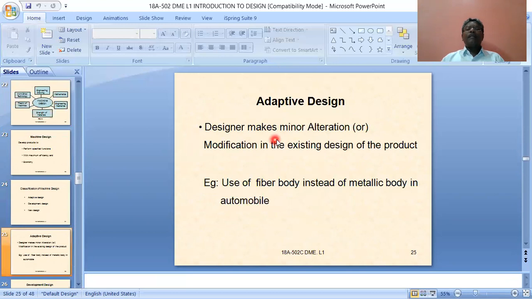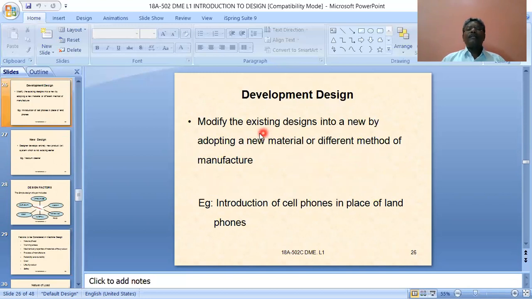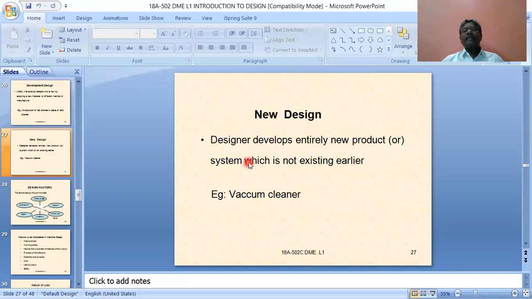right? The designer makes minor alteration or modification in the existing design of the product. And the developmental design modifies the existing designs into a new one by adapting new material and different methods of manufacture. And in new design, the designer develops an entirely new product or system which did not exist earlier. These are the three types: adaptive, developmental, and new designs.